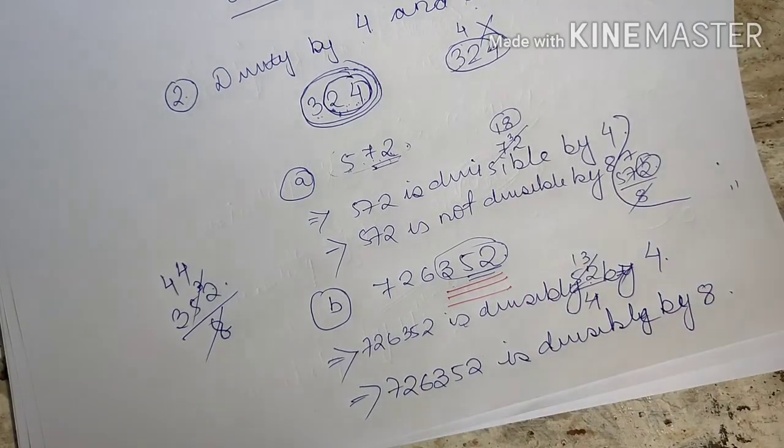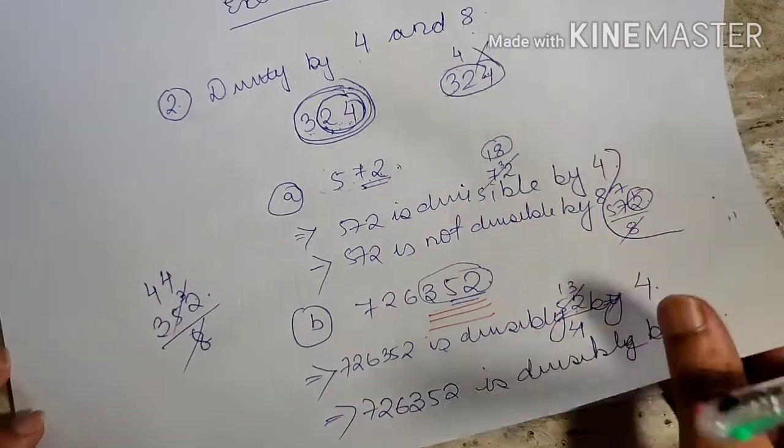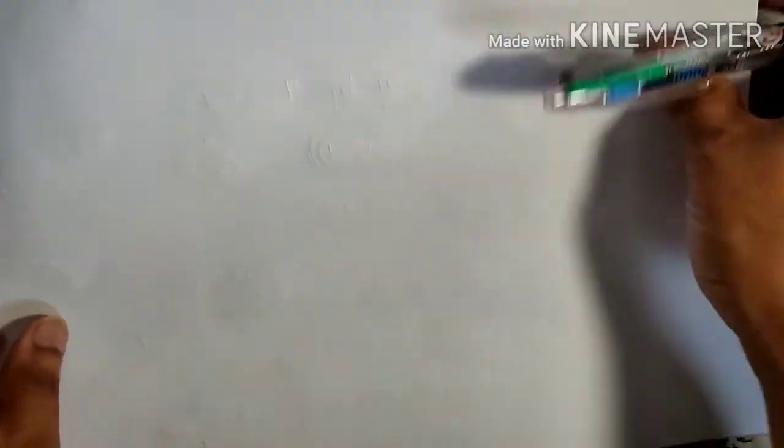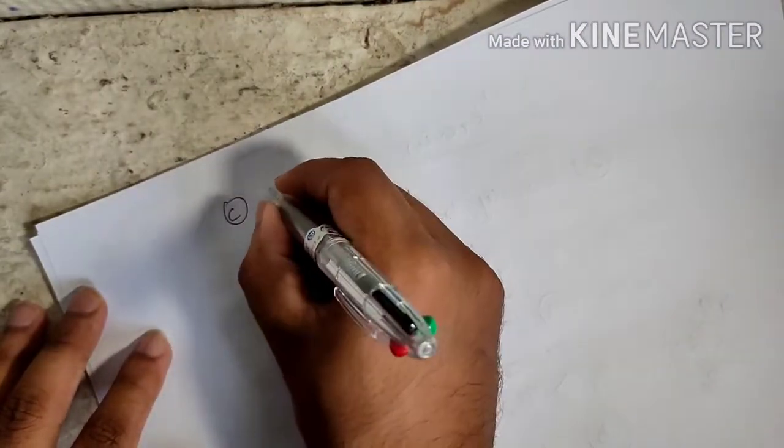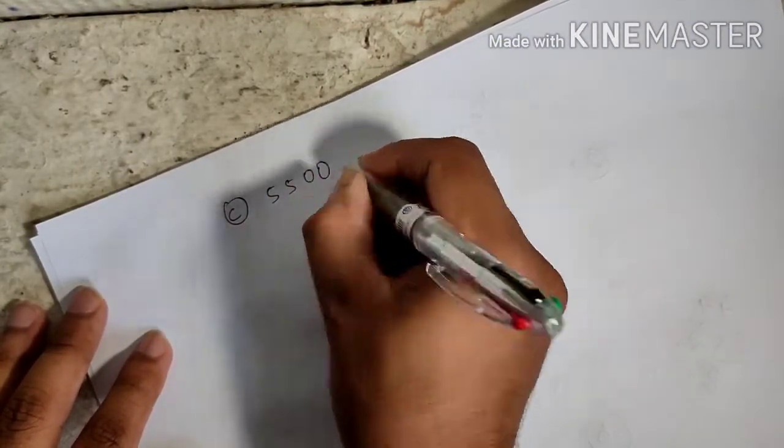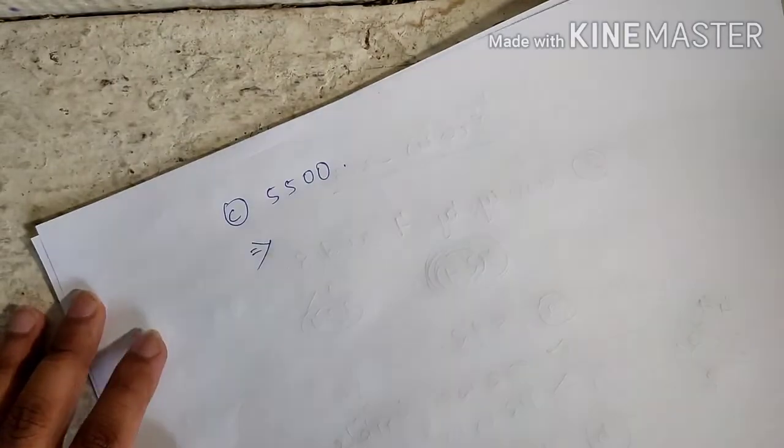Okay, in this way you have to see for divisibility by 4 and 8. Very easy. What you have to do is just check the last 2 digits and the last 3 digits. Simple. Okay, I'll do one more for you. Others will be your homework. Try to solve it on your own. If you have any problem, you can WhatsApp me, or you can comment.